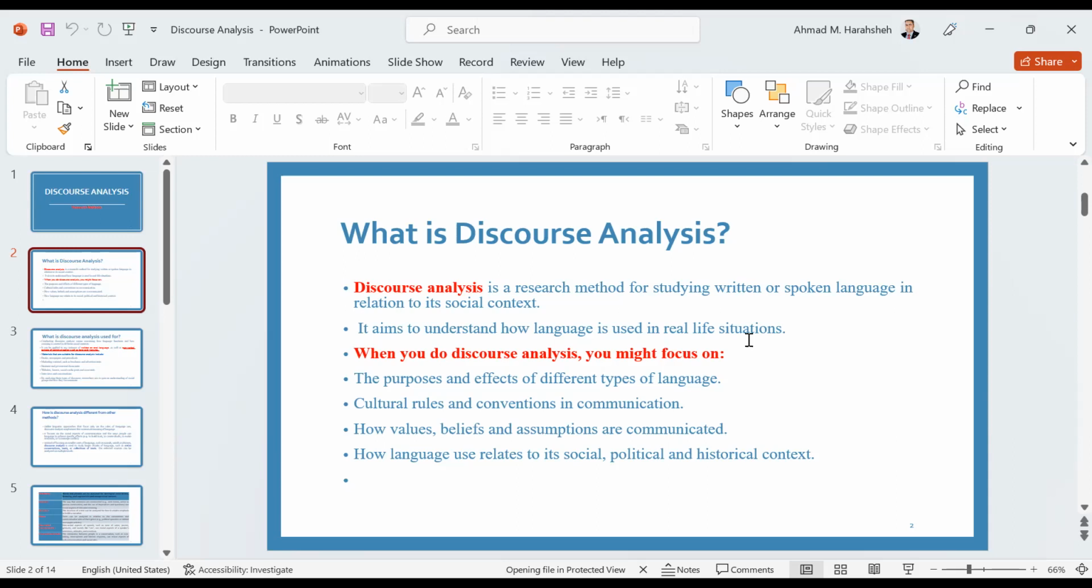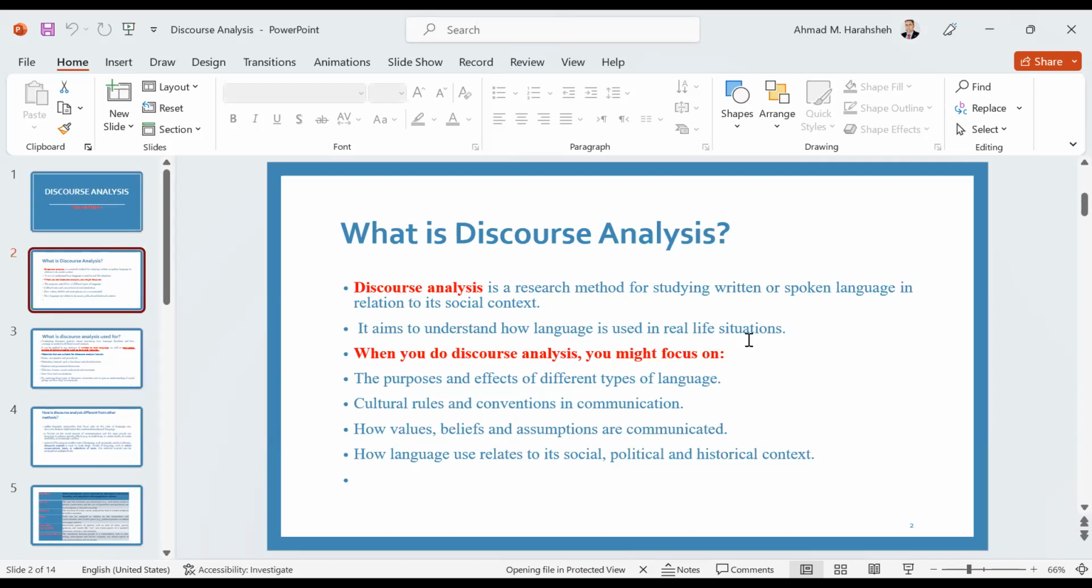When you do discourse analysis, you might focus on the purpose and effects of different types of language. We have different types of language. We have, as I said, if you'd like to show condolences, to show your greetings to someone, to show your happy feelings, sad feelings, etc. Also, we have direct language. We will talk about, inshallah, some real examples now.